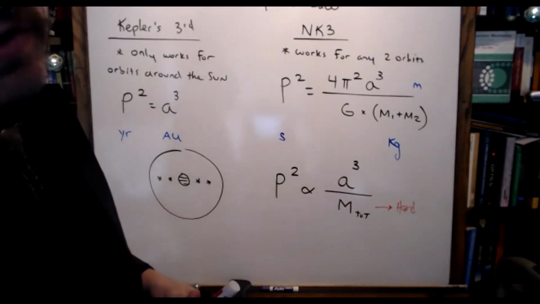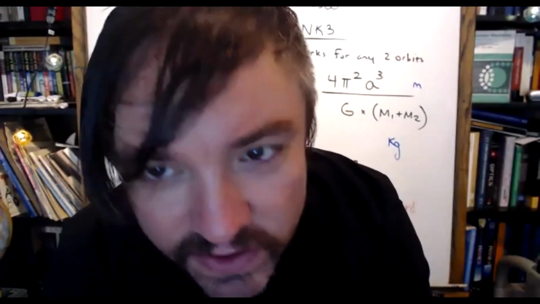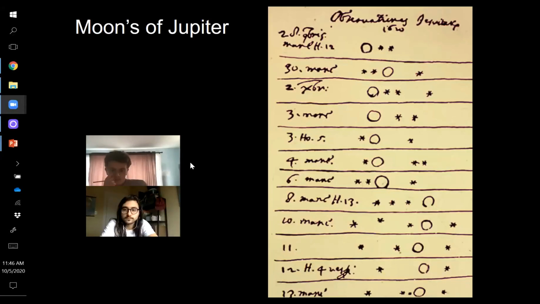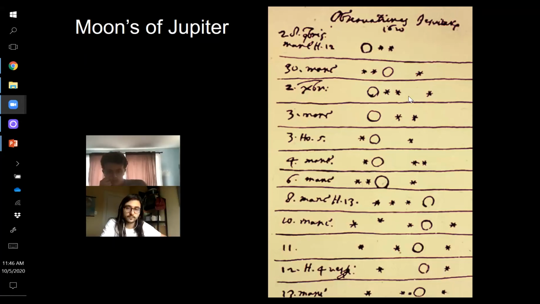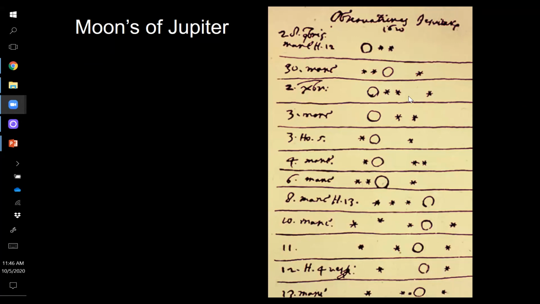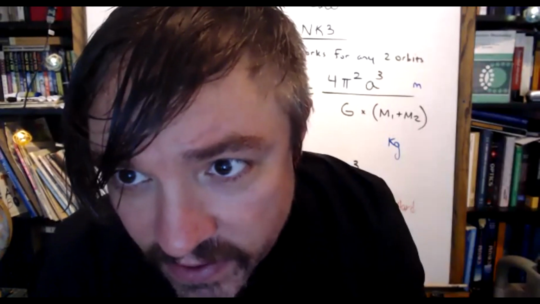Frank, the distance turns out to be not the hardest thing to measure, but it's also not the easiest thing to measure. The easiest thing to measure is the period of the moon's rotation. How would Galileo go about measuring the period of a moon like Io or Europa? What would Galileo do? Could anyone imagine something?